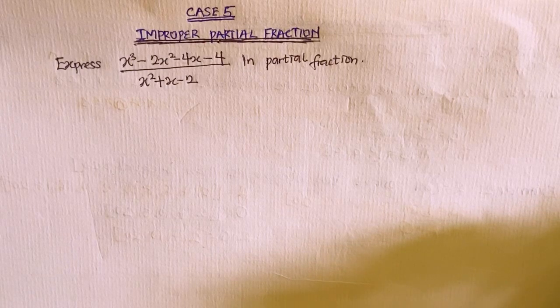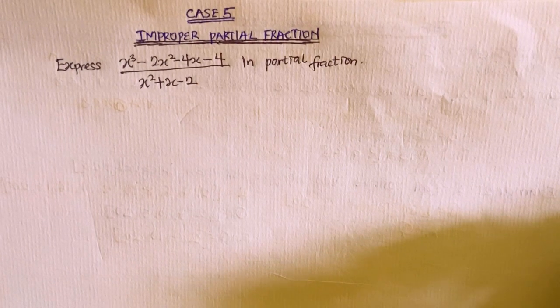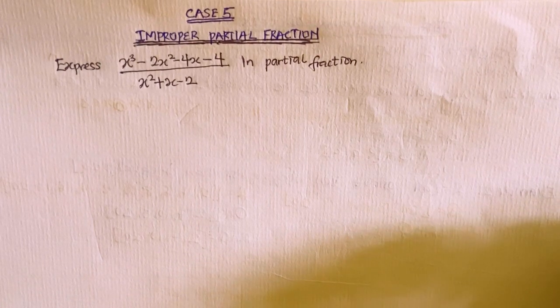Suppose you are asked to express x raised to power 3 minus 2x squared minus 4x minus 4, divided by x squared plus x minus 2. You are asked to resolve it into partial fractions. So what's going to happen in this case?